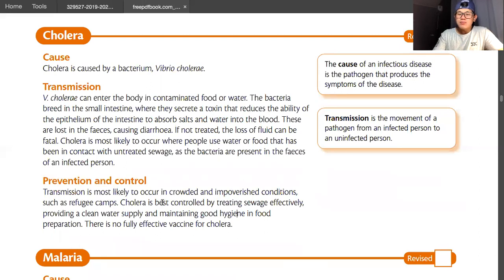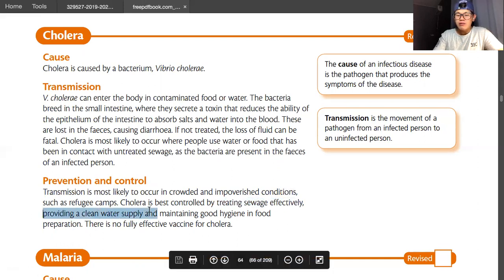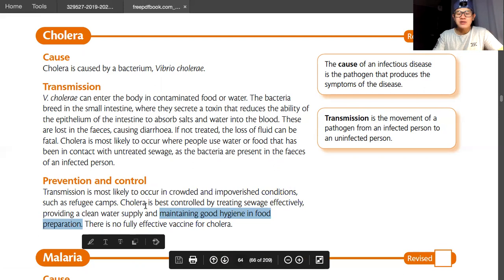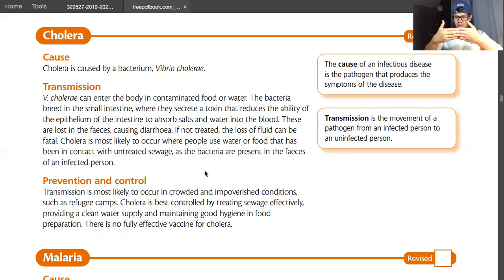And the best way to control it is simply by treating the sewage effectively, as well as providing a clean water supply and maintaining good hygiene in food preparation. So this is the best way to ensure that the spread of cholera is very, very limited. Okay, so number one, the best thing that you could do is treat the sewage.